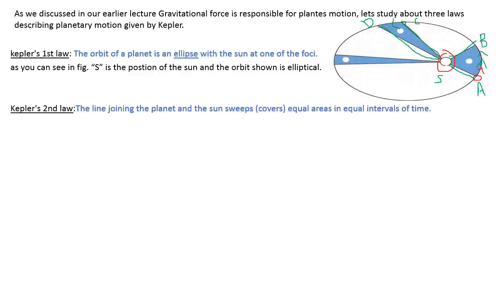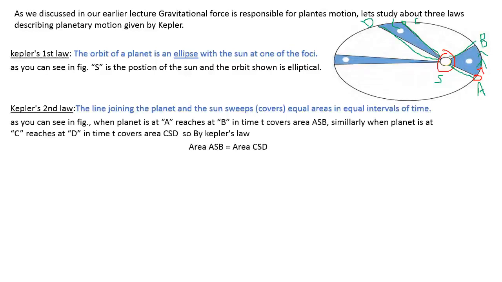Now suppose the planet takes 1 minute to go from A to B. In that 1 minute, suppose the area covered is 2 square centimeters. Now when the planet is at C and reaches D again in 1 minute, the area covered is again the same, 2 square centimeters. Is it clear? It means the area covered from A to B in 1 minute and the area covered from C to D is going to be the same. That is what the second law says.